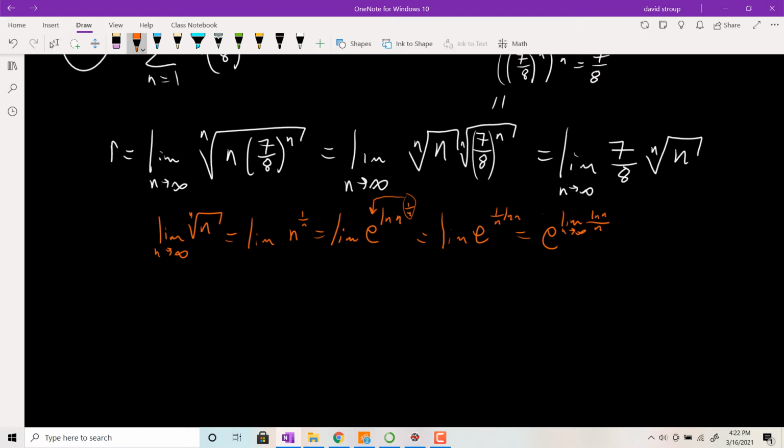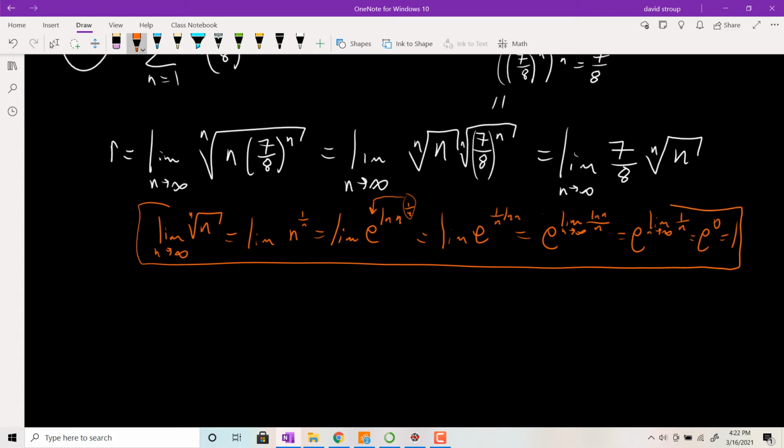That thing there is infinity over infinity form, so you can do L'Hopital's on it, and you end up with the limit as n goes to infinity of 1 over n, which of course is a 1 over infinity, so that's just 0. So you get e to the 0, which is 1. So yeah, that limit is going to end up being the R value. R will end up equaling 7/8.